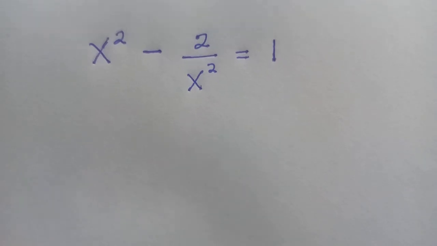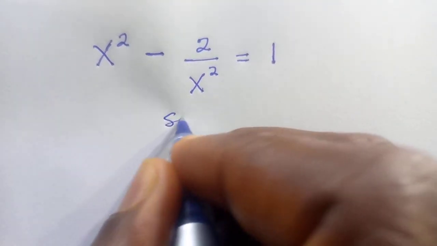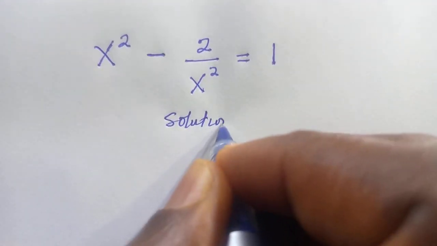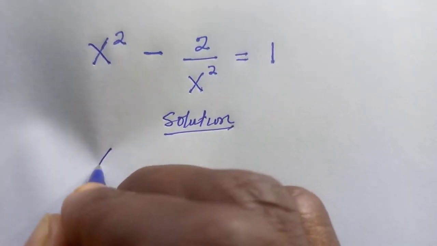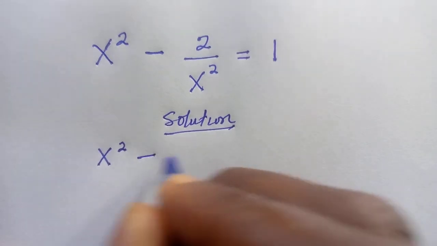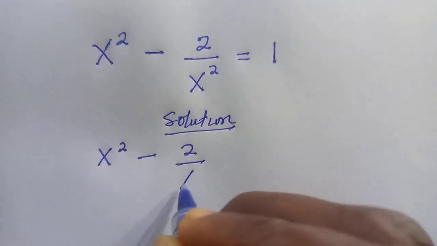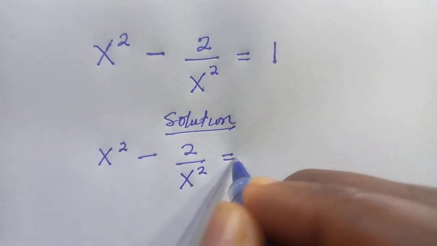How to find the value of x in this question, which says x squared minus 2 divided by x squared equals 1. So here we have it as the solution. So we are going to let, from here, x squared minus 2 divided by x squared equals 1.